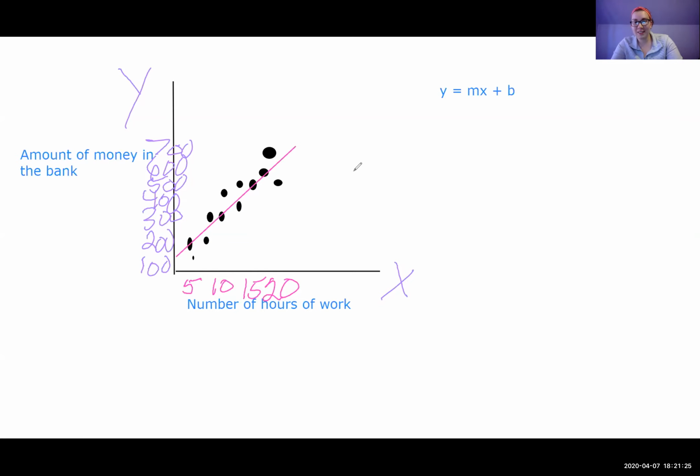Welcome back. What'd you say? I know you can't answer me right now, but what'd you say? If you said yes, then yes. Because remember, it goes through the center of your scatter plot. There's just about even amounts on both sides, and it's a linear model.